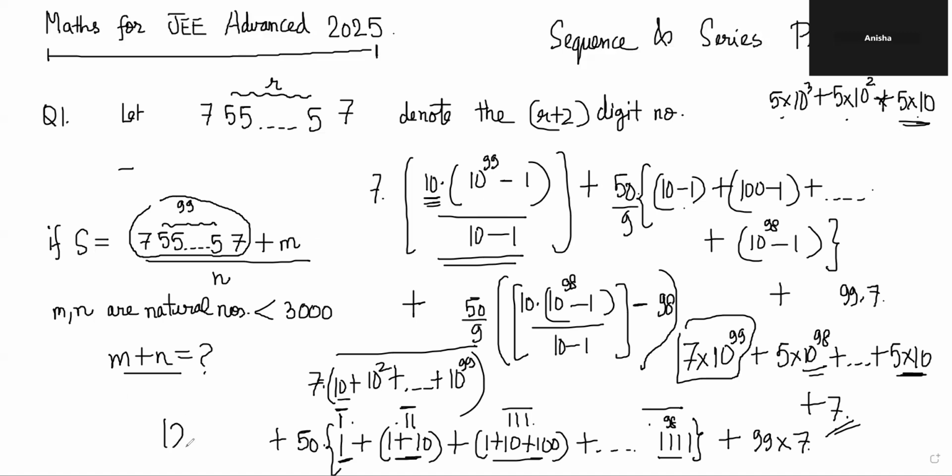The answer is 1219. M is 1200. Which one is M? M is 1210 and N is 9. You should verify it later. Do finish it off later. But the idea is, when you have to add 1 and 11 and all, it is best to multiply and divide by 9, right? And before that, what we did was we took 50 common, and that's how we got 1 plus 10 and 1 plus 10 plus 100 and so on.